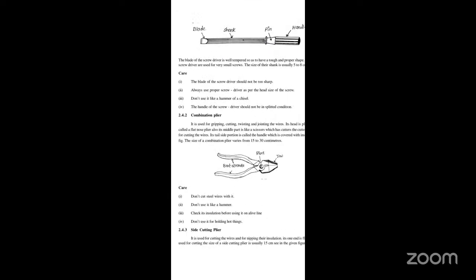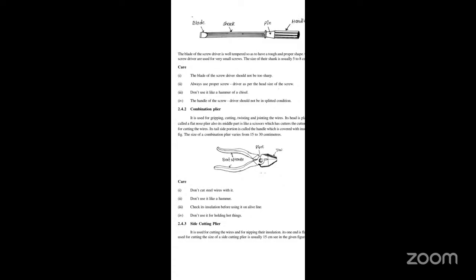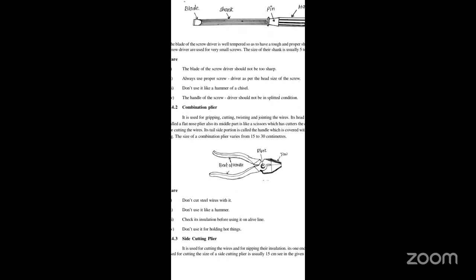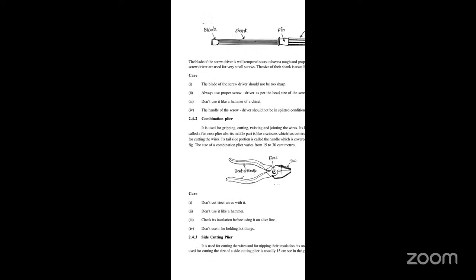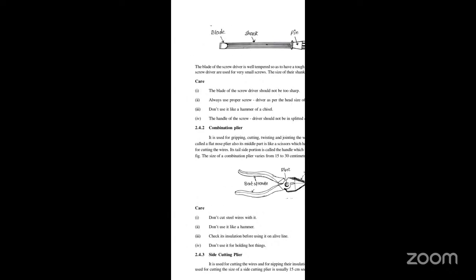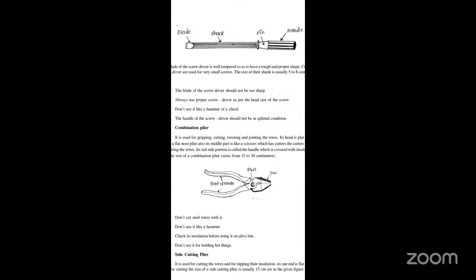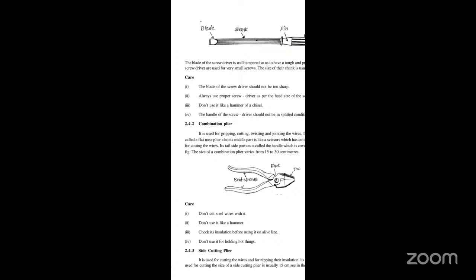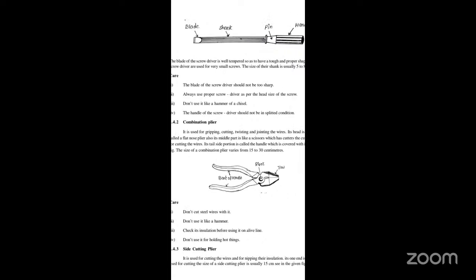The connector screwdriver is used for very small screws. The size of the shank is usually 5 to 8 centimeters. Care: the blade of the screwdriver should not be too sharp. So, what are the requirements for this? Always use a proper screwdriver as per the head size of the screw.